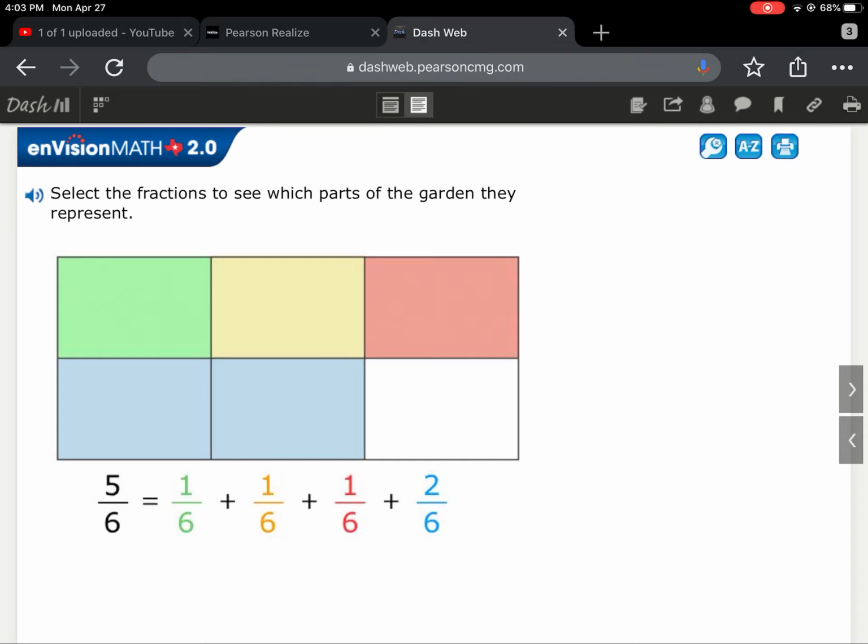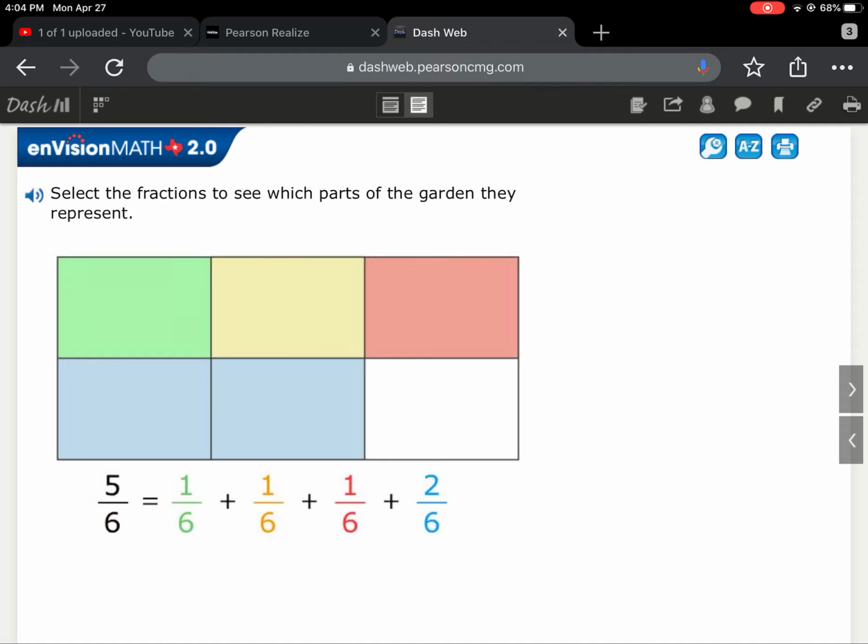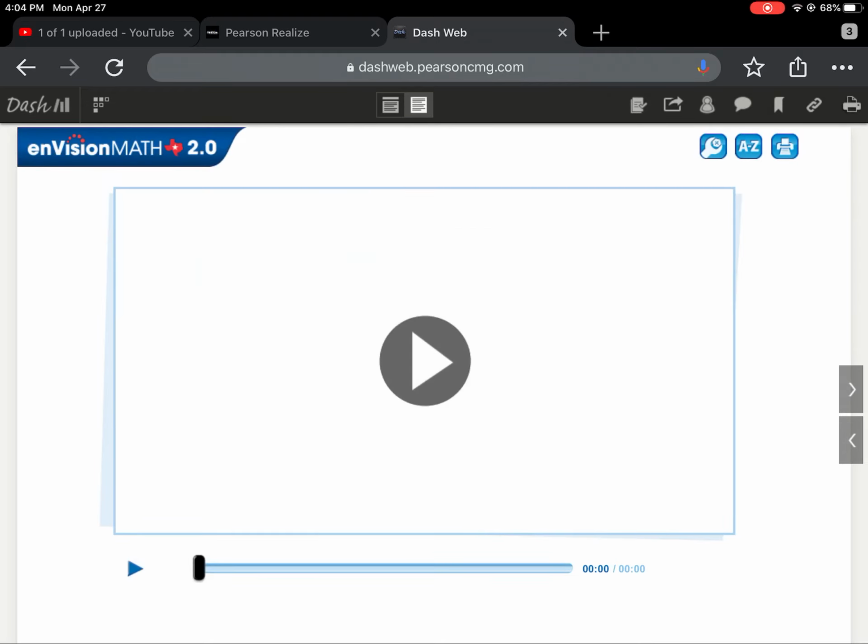So we can also show 5/6 in a different way. If you notice on the video before, it was 4 out of 6. One of the 5 filled sections is green beans. One is yellow squash. One is red peppers. 2 of the 5 filled sections are blue flowers. Out of 6, that made 5. Notice that the total is still the same. 5 of the 6 sections are filled.